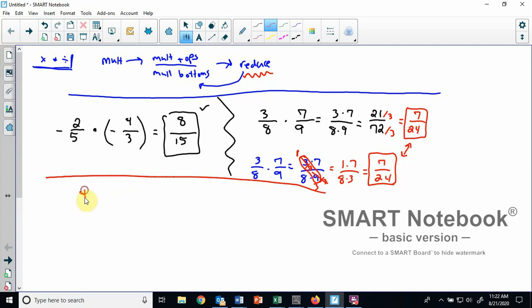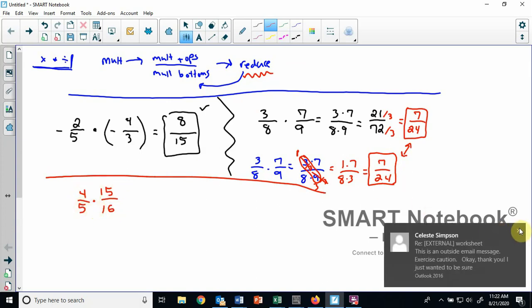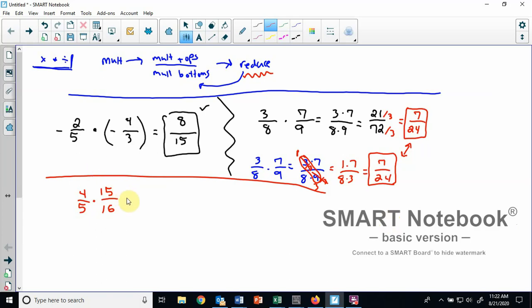Let's say that we do 4 over 5 times 15 over 16. If you multiply these are going to be large numbers. But it might be simpler to take the time and see if you can reduce any of these before you actually do multiplication. And the answer is yes, some of these reduce. Look at this. The 4 and the 16 are both divisible by 4. So they're going to reduce down. 4 divided by 4 is 1.